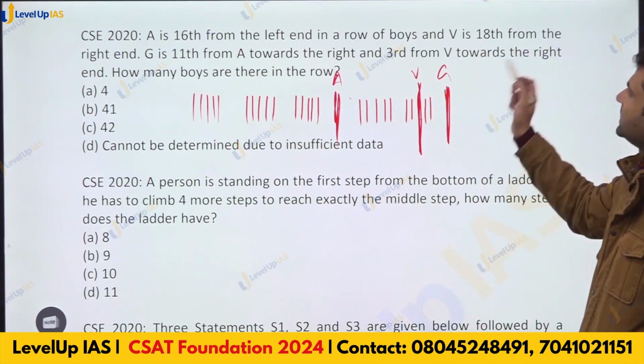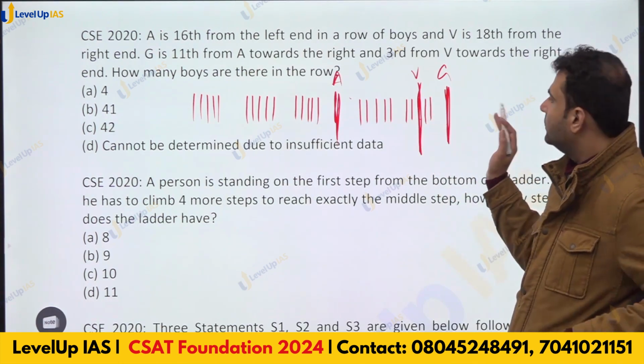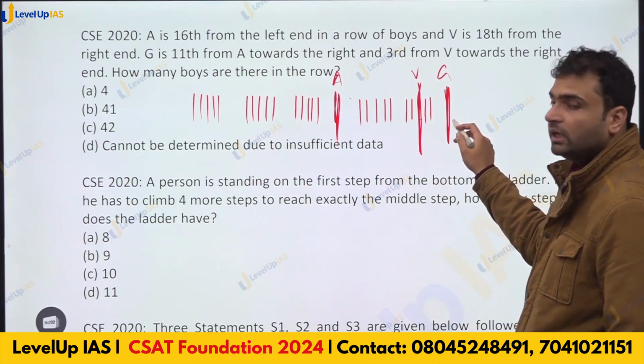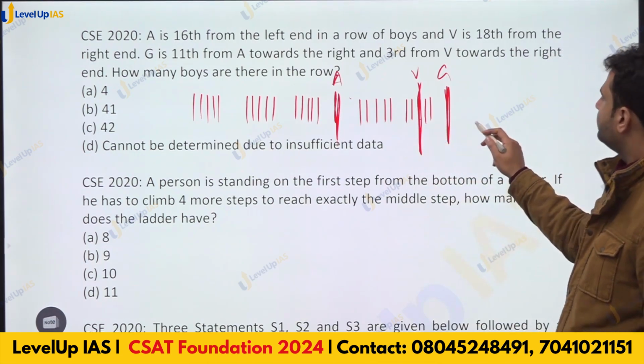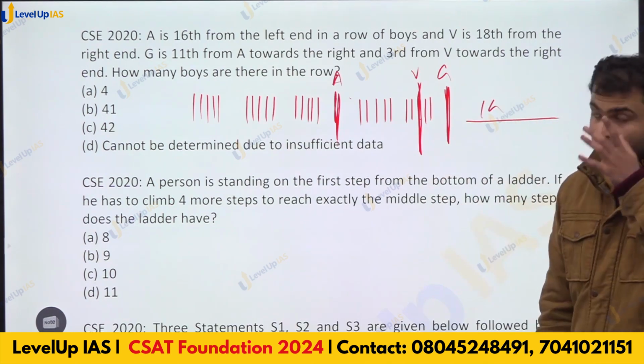What else is given? B is 18th from the right end. So there are 17 people to the right of B. Then only B can be 18th. So there are 3 people out of 17. We need 17 people. 3 are there. So 14 people are here. These are all the people.